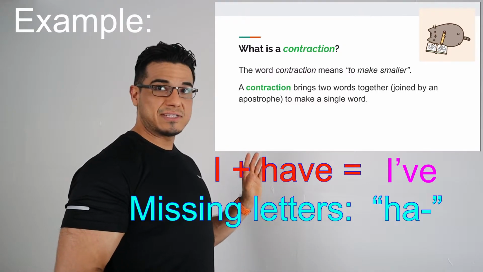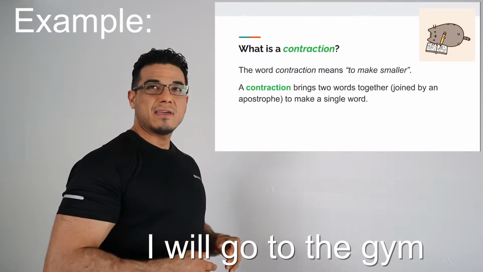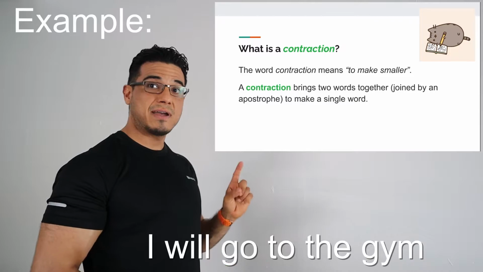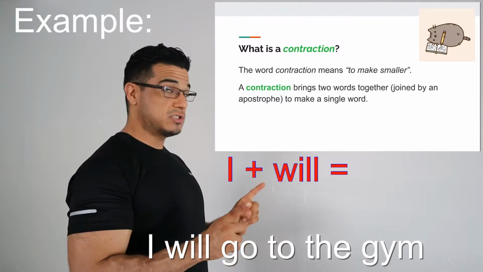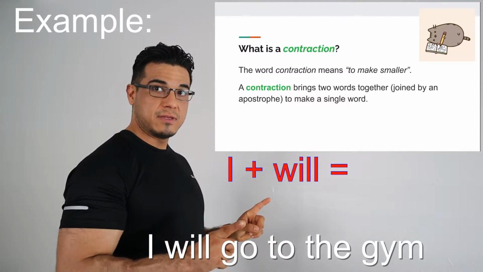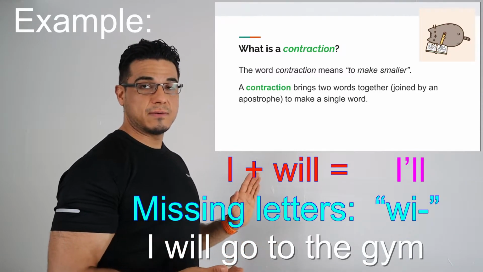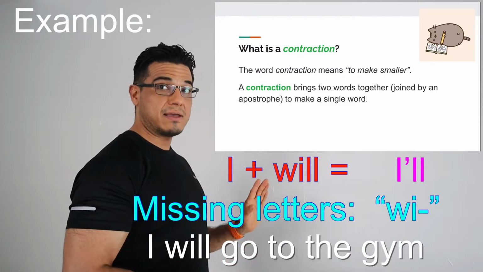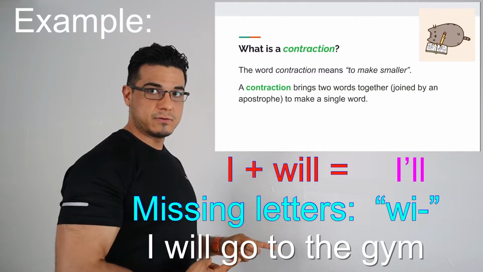Let's say I have the sentence, I will go to the gym. If I would like to make it sound more natural as an English speaker, I would combine I and the verb will, in this case, to create I'll. So I'll, which again is joined using the apostrophe, substitutes those missing letters, W and I. So I'll go to the gym has the same meaning as I will go to the gym.